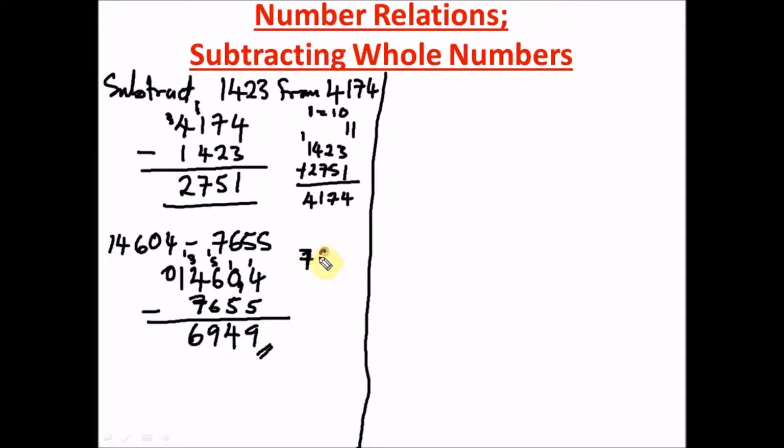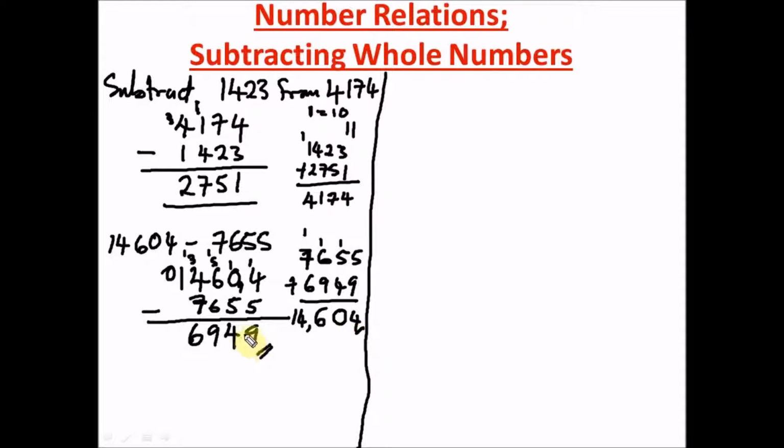So we have 7655 plus 6949. All right, let us add this together. What is 5 plus 9? That will give us 14. Okay, and carry 1. 1 plus 5 will give us 6. And 6 plus 4 will give us 10. So we have a 0, carry 1. 1 plus 6 will give us 7. And 7 plus 9 will give us 16. Okay, and carry 1. What is 1 plus 7? 1 plus 7 will give us 8. And 8 plus 6 will give us 14. So it means our answer is correct.